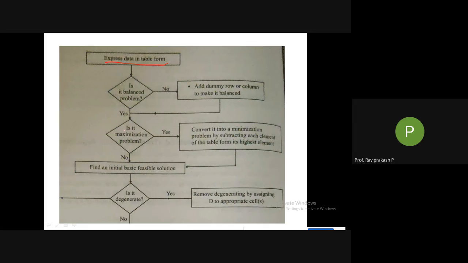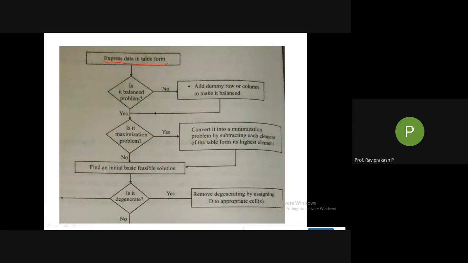Now we need to check whether it is a maximization problem or not. I did not give this earlier because you would have been confused without knowing what a maximization problem is. So, is it a maximization problem? If yes, what to do? Convert it into a minimization problem by subtracting each element of the table from its highest element. We just did that. After doing this, we have converted it into a minimization matrix. So it is no now, because we have already converted it. It's not a maximization one.